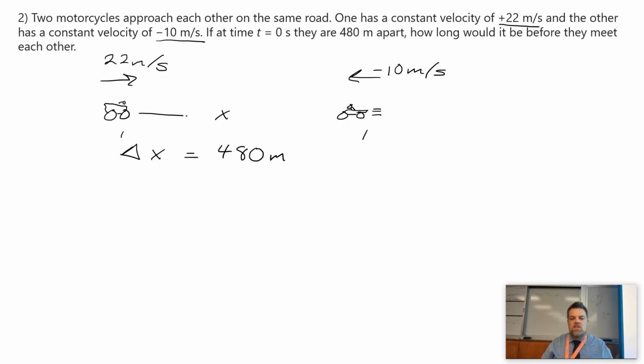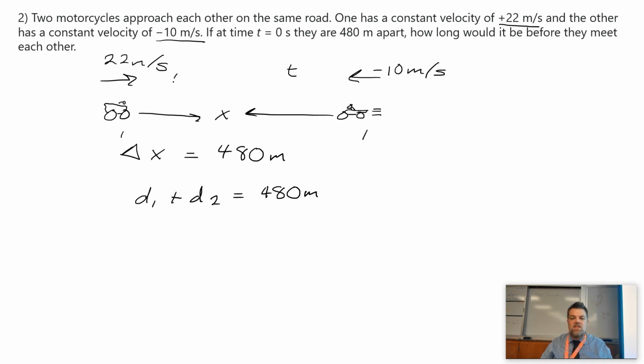I don't know where it is. It's going to be somewhere in the middle, but I know they're 480 meters apart. So the distance traveled by the first motorcycle plus the distance traveled by the second motorcycle has to be a total of 480 meters. Okay, question six. So then what we need to do is figure out the time will be the same.